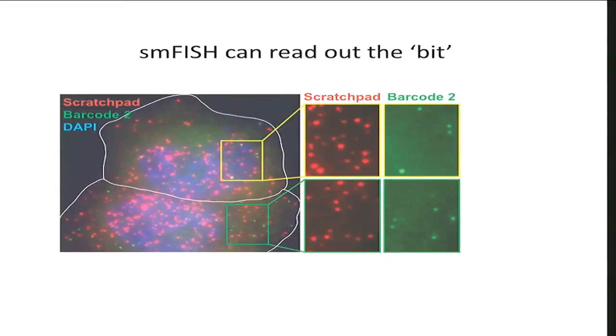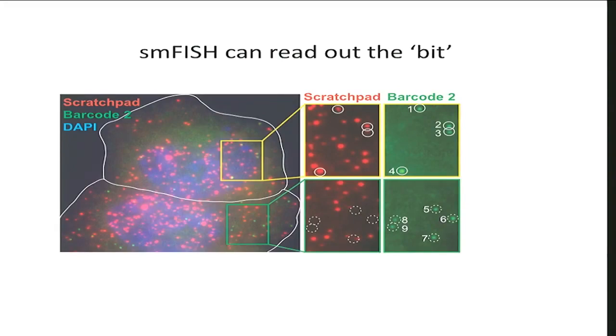Just to show you what this really looks like, if we do this in cells, these are 2 cells outlined in white, one on the top and one on the bottom. And here we're imaging. These cells contain many of these different barcoded scratch pads. So if you look here in red, you can see all those repetitive regions, those scratch pad regions. And then you can see on the right one of the particular barcodes, in this case barcode number 2. And so if we highlight the barcodes here in green, we can look at the scratch pad and see whether or not we also see a co-localized dot in the scratch pad channel. Okay, and so what you see here is in the top cell, whenever you see the barcode, you also see in the same place the scratch pad.